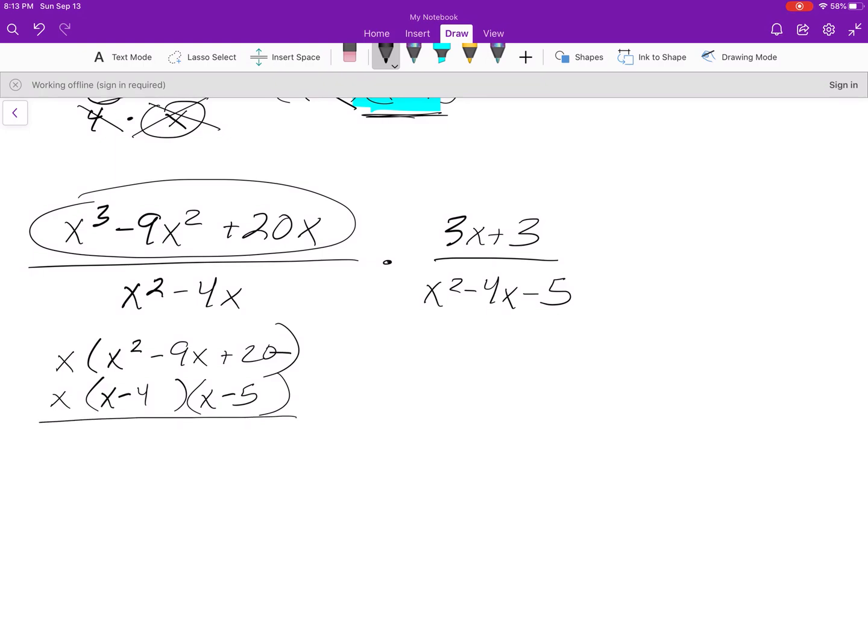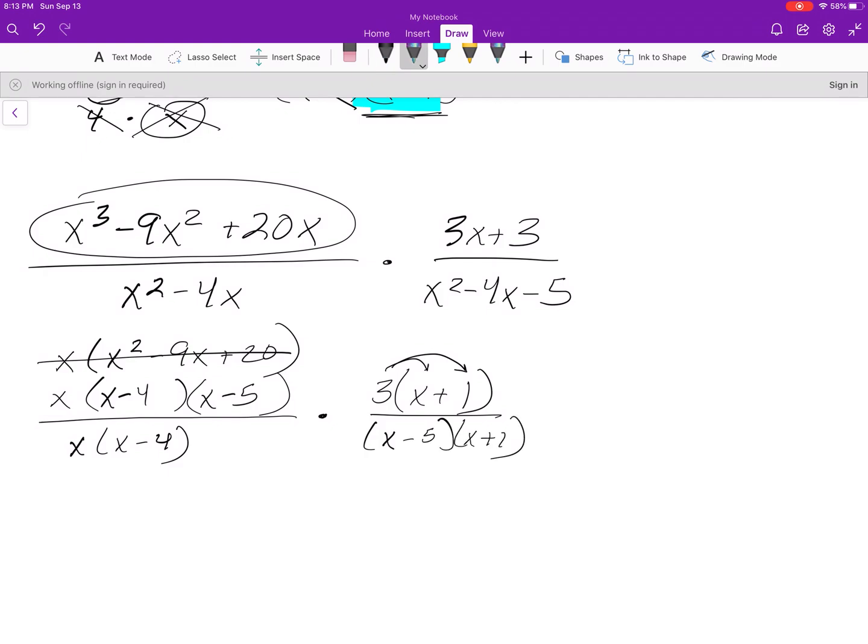Okay, so I don't need this one anymore. In the bottom, I can pull out an x. That leaves me with x minus 4. This is looking good. Second fraction, numerator. Got a GCF of 3. Pull that out. Oops, I forgot to pull it out of that last term there. So it's going to make it x plus 1. Always double check to see if your FOIL or your distribution would put you back to where you were. And then let's see, the denominator, factor, x minus 5, x plus 1.